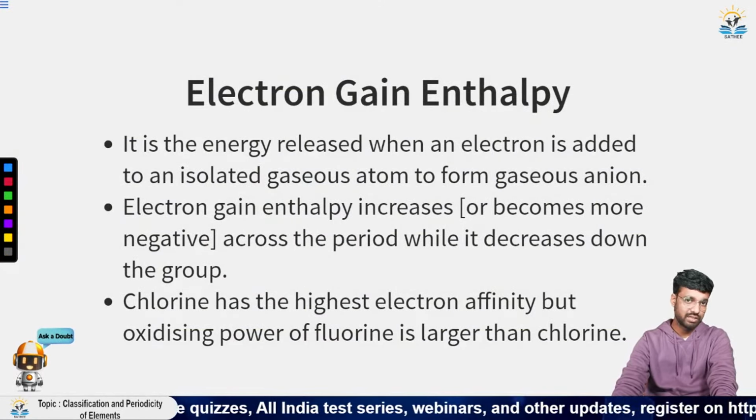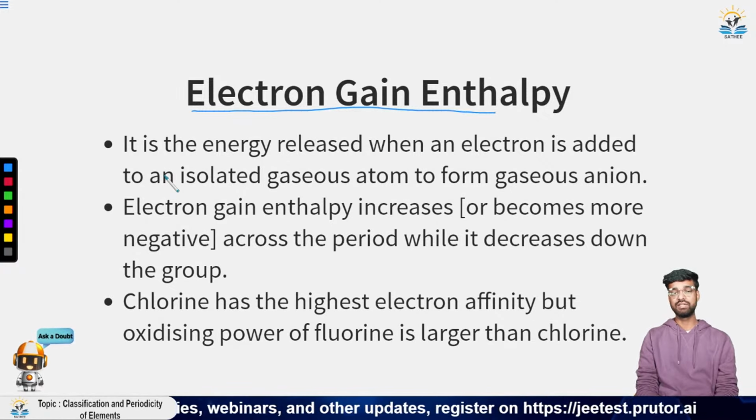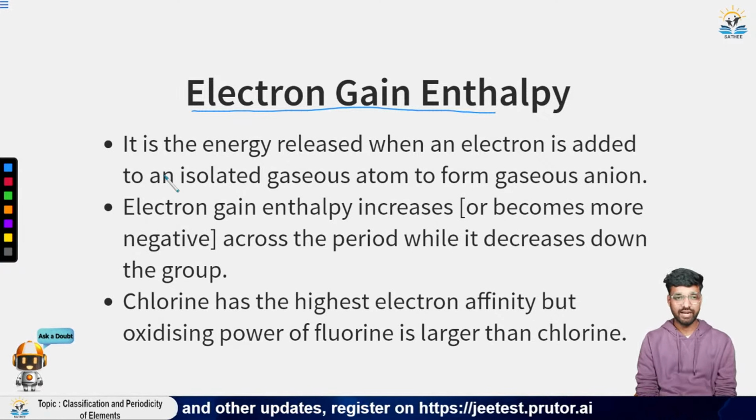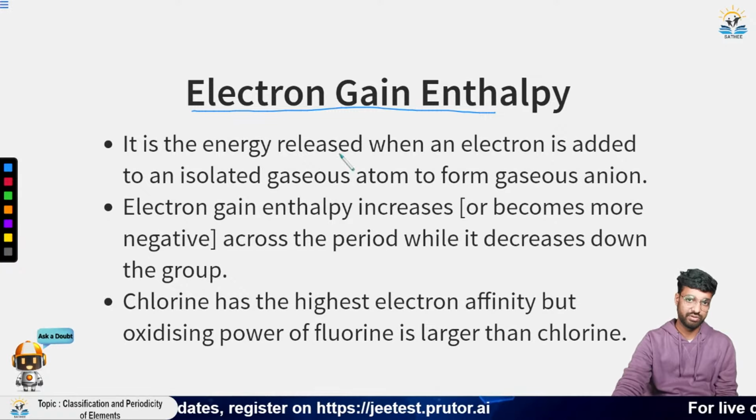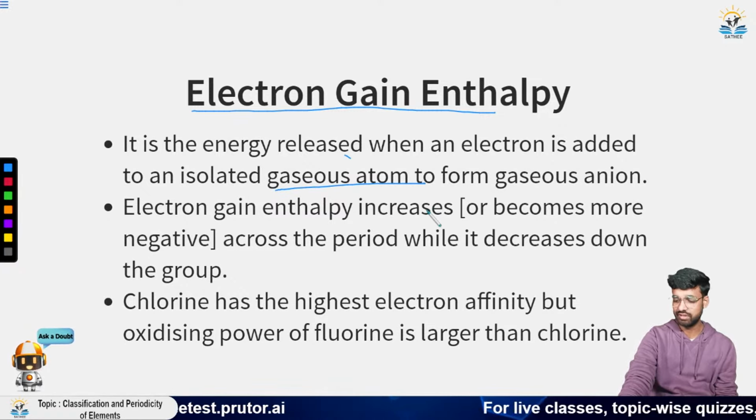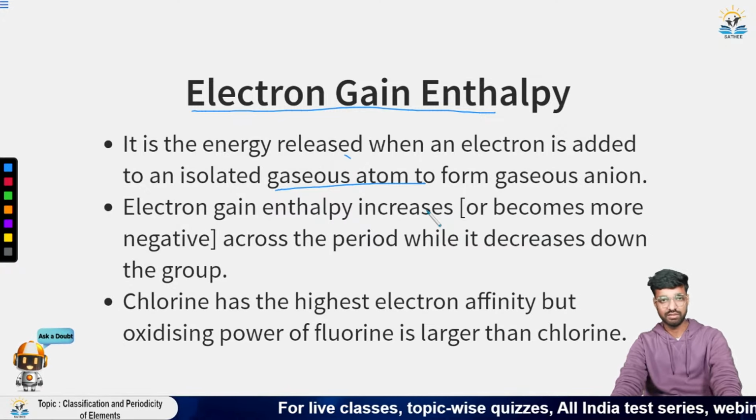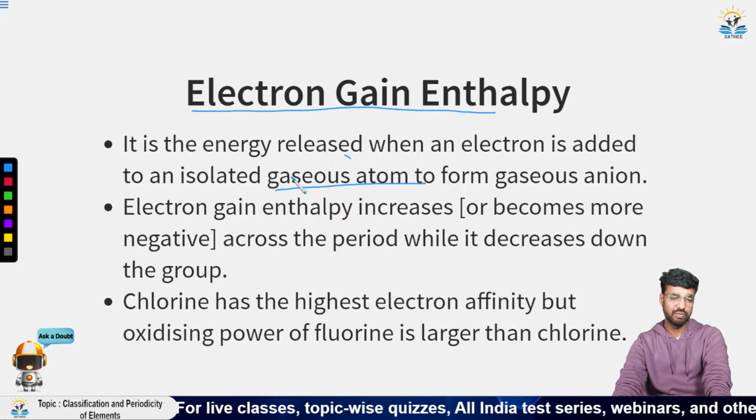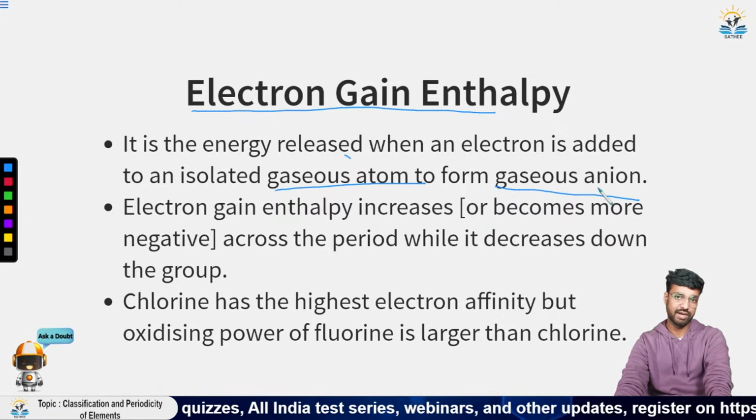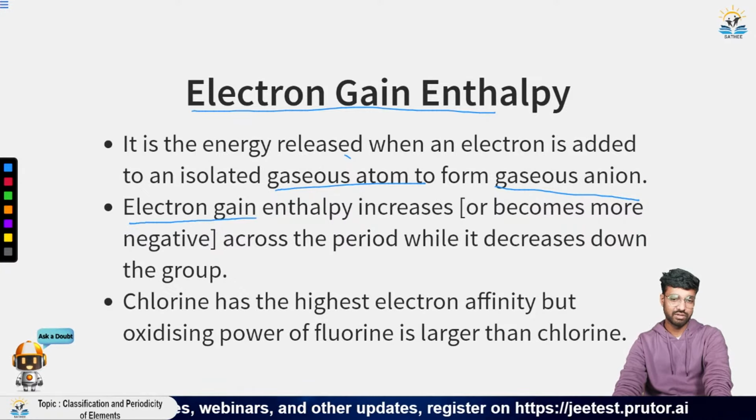Now let us move to electron gain enthalpy. So what is electron gain enthalpy? It is the energy released when an electron is added to an isolated gaseous atom. So here also we are taking an isolated gaseous atom. Always, for ionization energy or electron gain enthalpy, we will use a gaseous atom and then make a gaseous ion out of this gaseous atom.